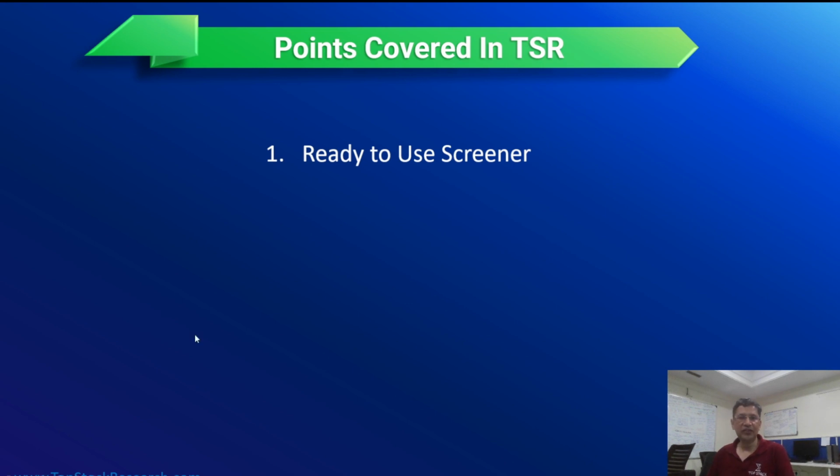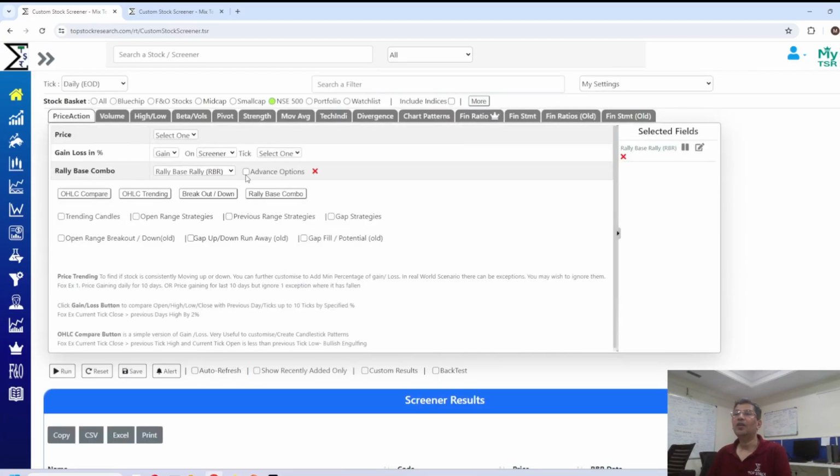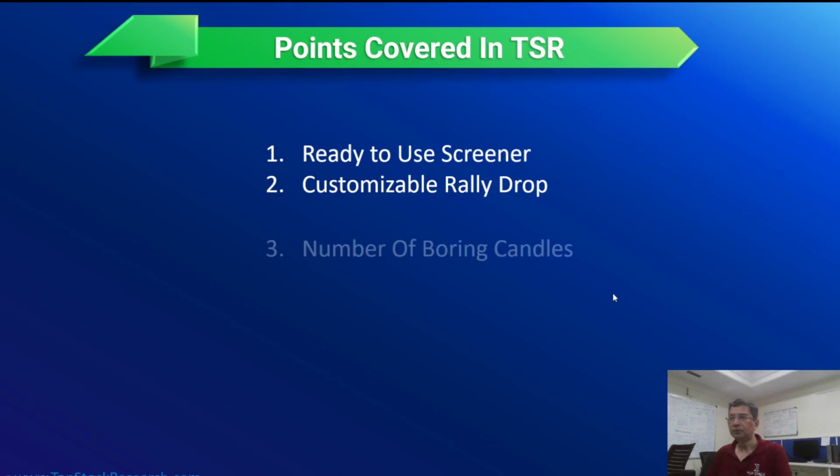It's a ready to use screener. We have seen the screeners. All the 4 screeners are available, customizable. We have seen a brief level of customizability. You go and click advanced option, and you'll see all the customizable features out here.